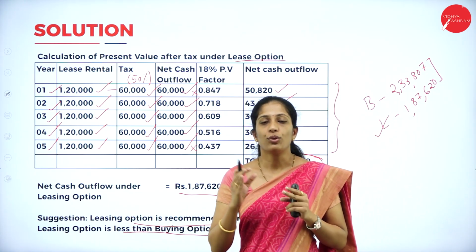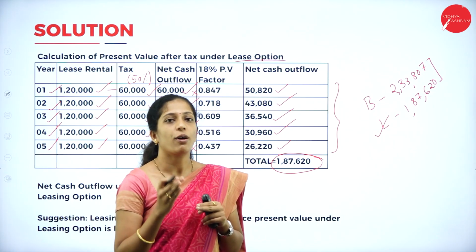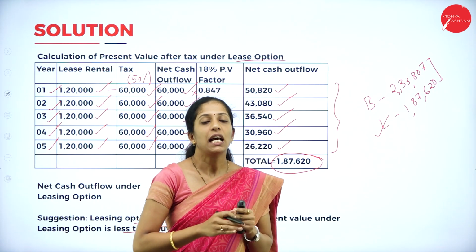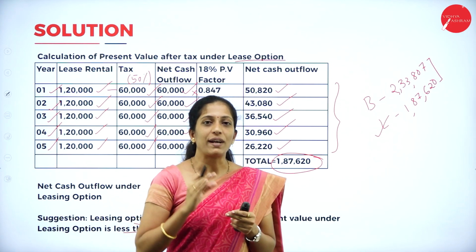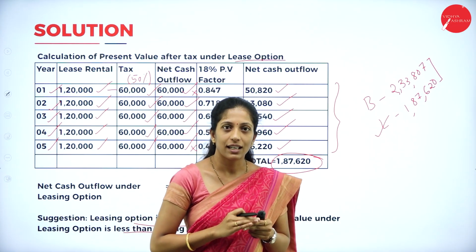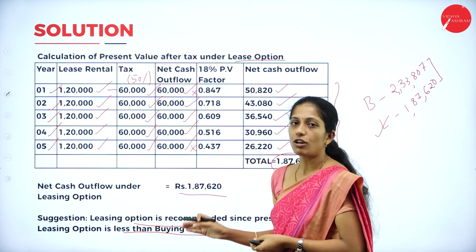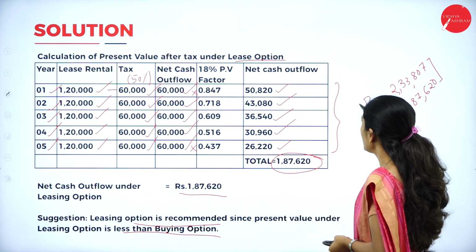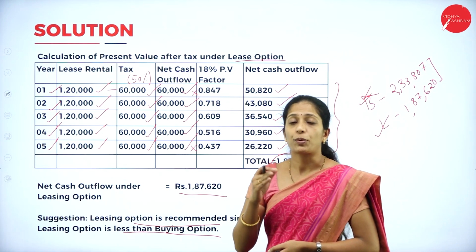So what we have to do when they give the question to recommend the organization to buy or lease, so we have to calculate present value as per buying option and present value as per leasing option, and we have to compare both, which one is less, so that has to be given as a suggestion. So our suggestion is go for leasing option because the present value under leasing option is less than buying option. So buying option is not preferable. Leasing option has to be preferred.